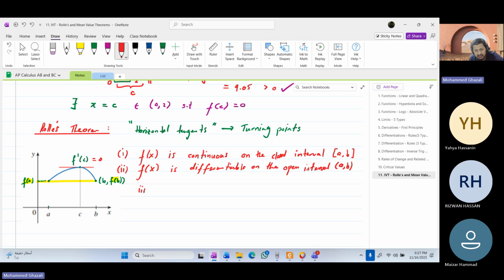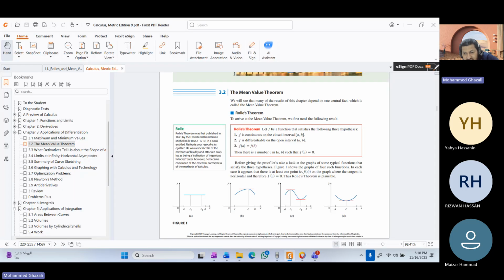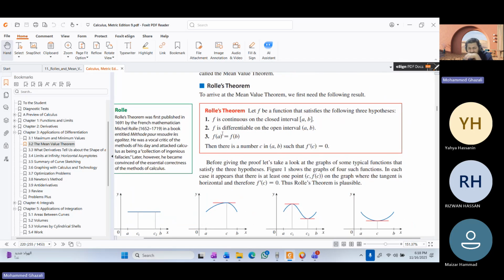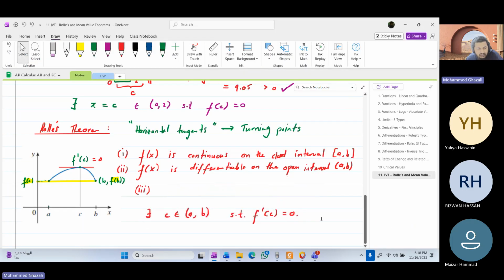And the third one is there exists c, which is in a to b, such that f prime c is equal to 0. Let's see if they wrote it out like that. Oh, there's a third condition: f of a equals f of b. I was talking about it and I didn't write it. The third condition is the two y values are the same at a and b. So f of a must be equal to f of b.